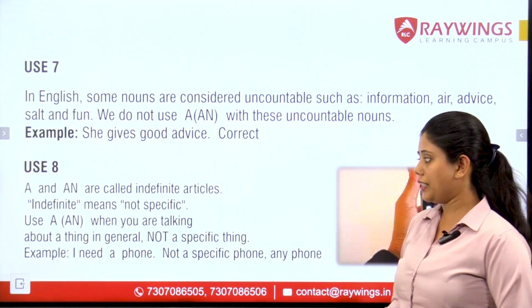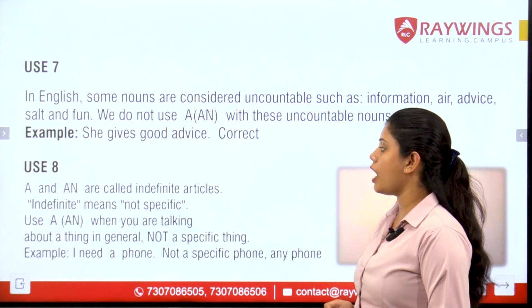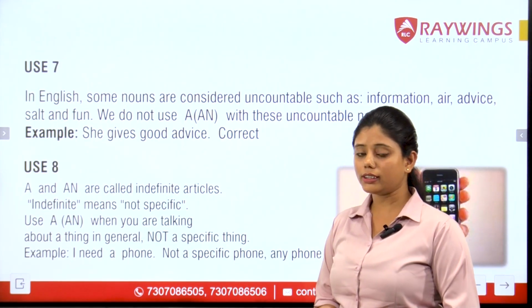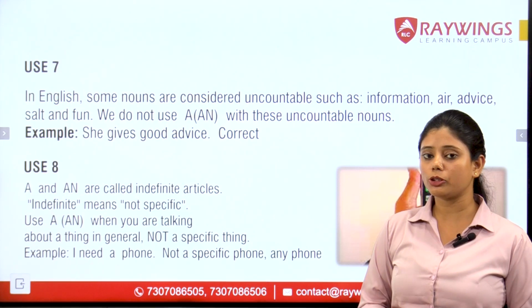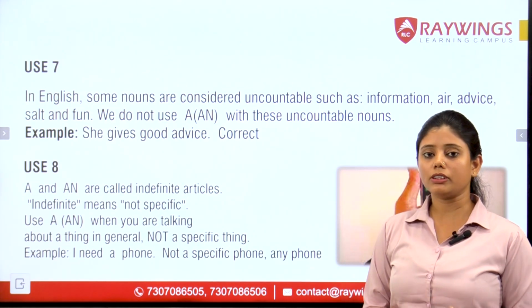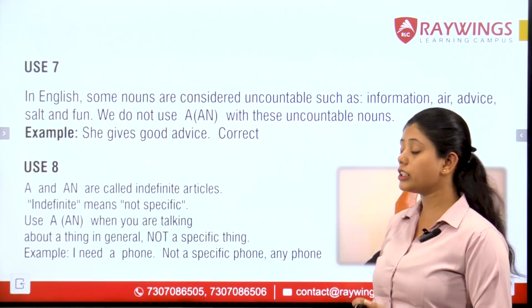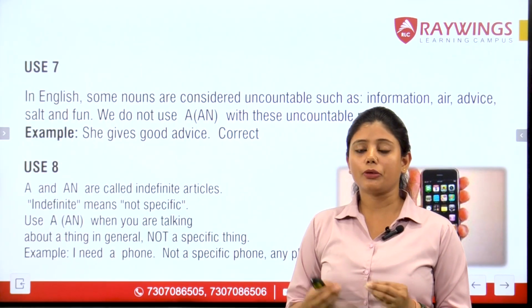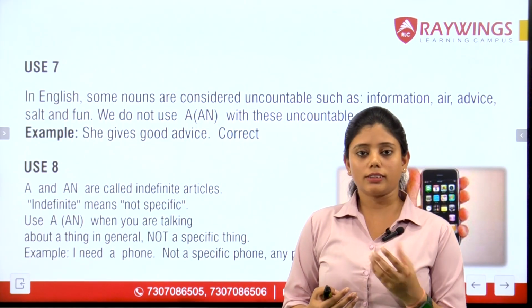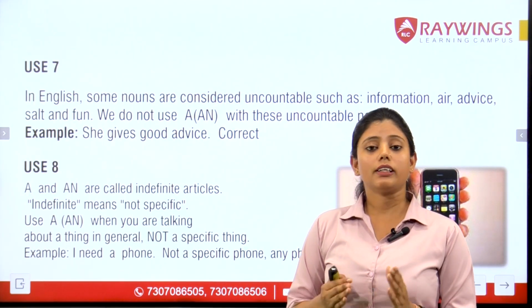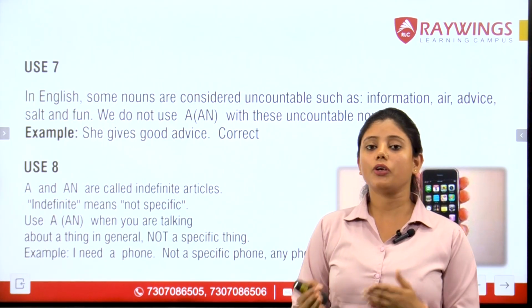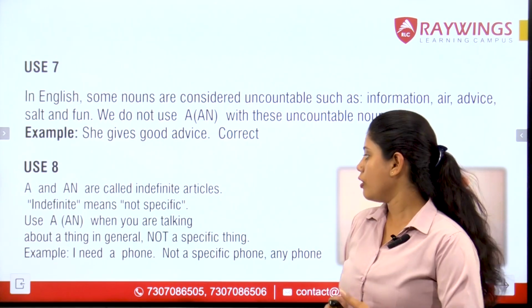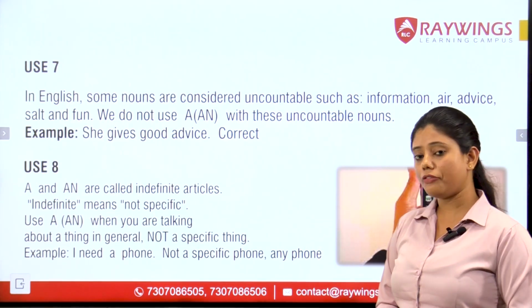Now use number 7 says a and an are called indefinite articles. As I told you earlier, there are two types of articles. A and an come under the type indefinite articles, which means not specific. That is, you don't know about that particular thing, but still you are saying something in a line, but that thing is not specific or not previously known to you. For example, I need a phone.